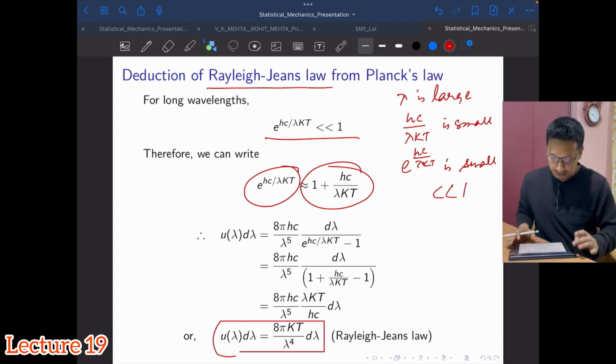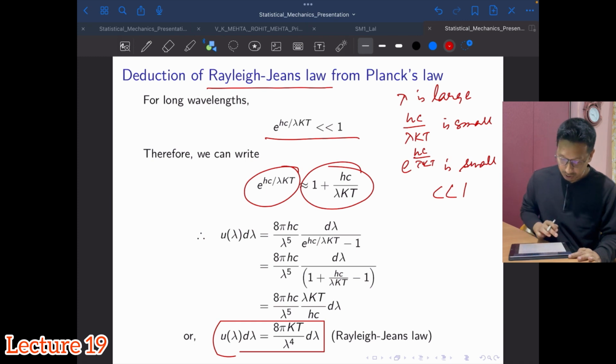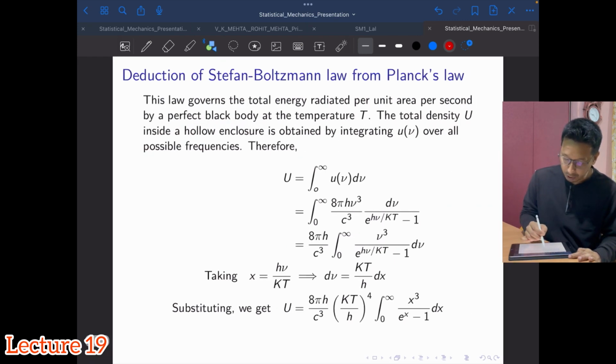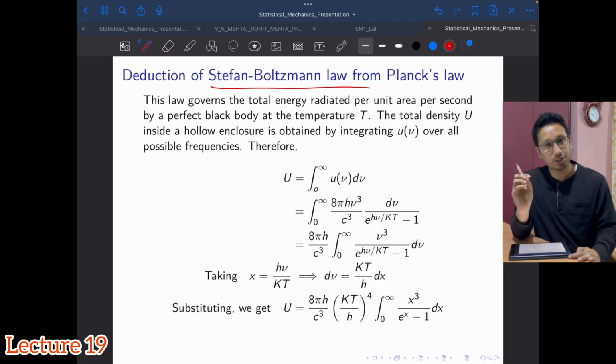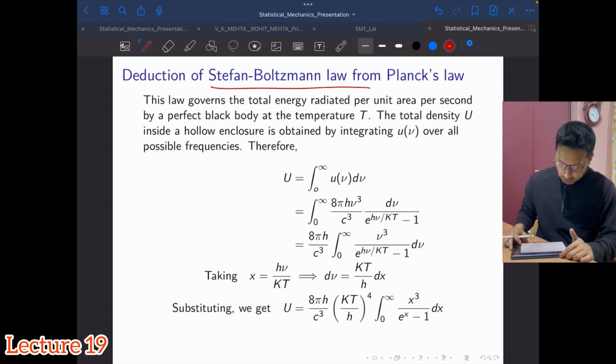Having learnt about the deduction of Wien's and Rayleigh-Jeans law, let us try to derive the Stefan-Boltzmann law from Planck's law. What is Stefan's law? We have studied in one of the earlier videos that it deals with the emission of a black body: the energy emitted by a black body per unit area per second is proportional to T to the power 4, the fourth power of the temperature. We shall try to derive that expression here from Planck's law.